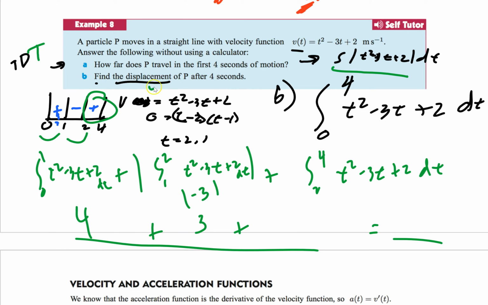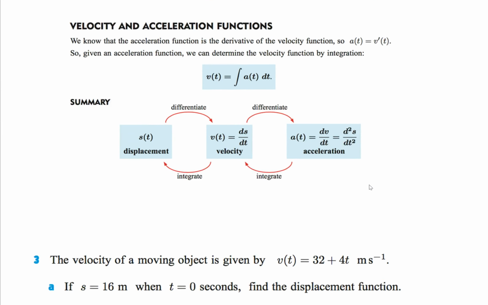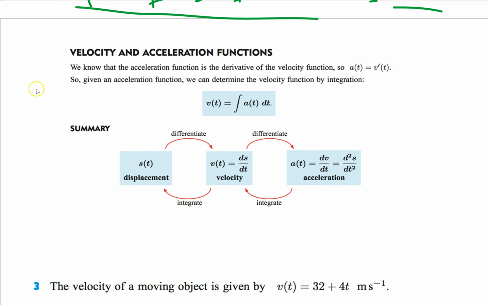Displacement's the easy one. You just integrate it, 0 to 4. Done. Okay, so we want to talk about this some more generally, review some general ideas. So remember, displacement, take a derivative, get velocity, take a derivative, get acceleration. If you want to go backwards, you integrate. Now, why is this important? This is what IB loves to ask about.